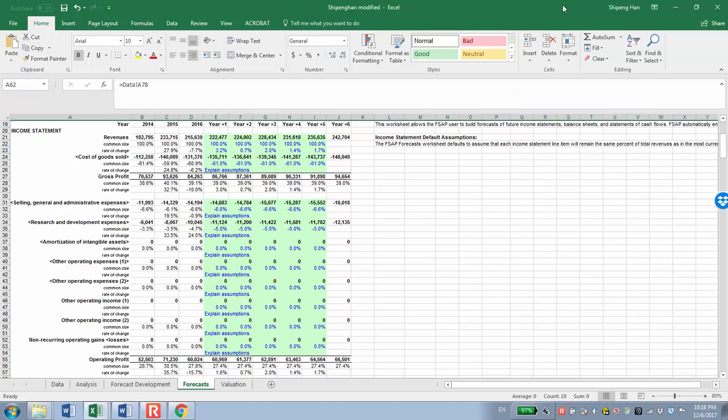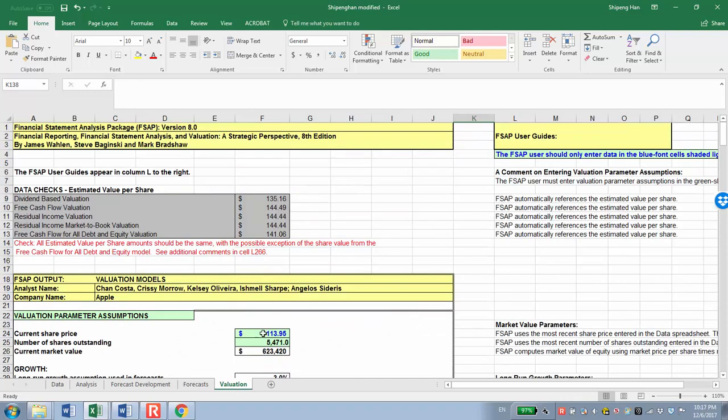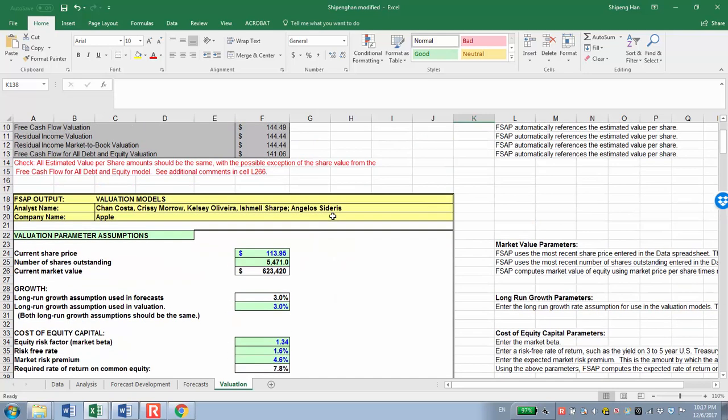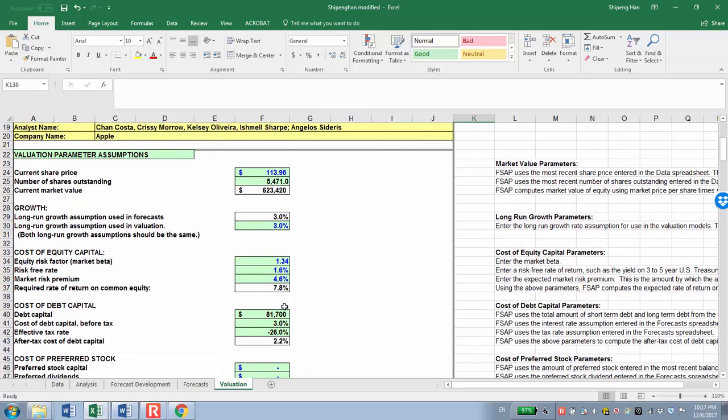Okay, after completing the forecast financial statements, we are going to work on the valuation. Before we work on the valuation, all these numbers I've already entered, but I'm going to discuss each number I entered. But before that, I want to discuss the model and theory.